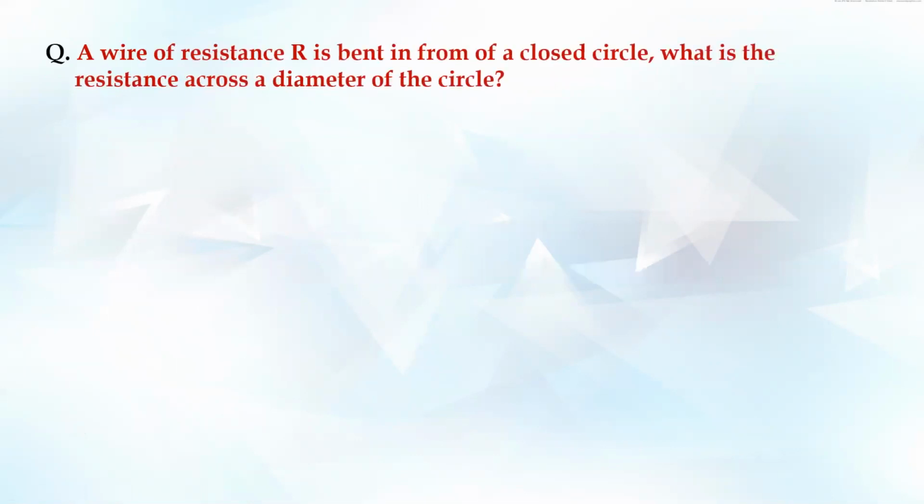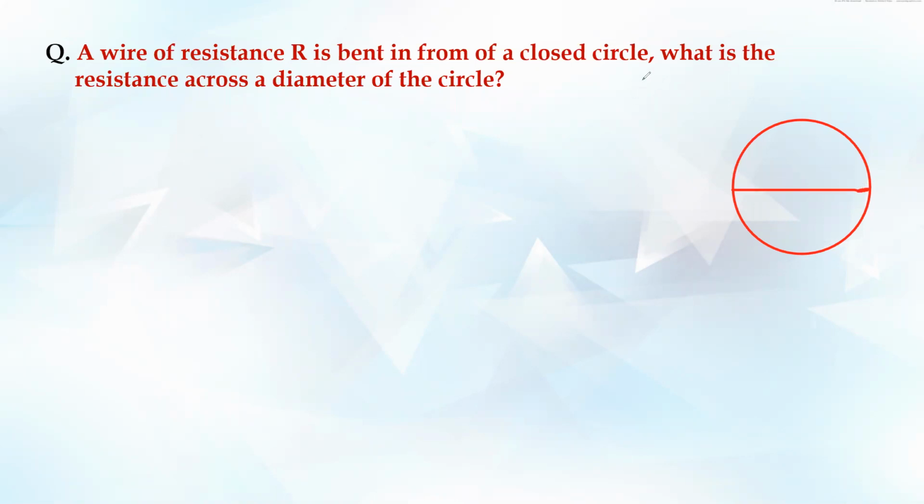All of you pause the video and try solving this. So a wire of resistance R is bent in the form of a closed circle. What is the resistance across the diameter of the circle? That means here the wire is in the form of a circle, right? And we have been asked to find the resistance across the diameter here, right?